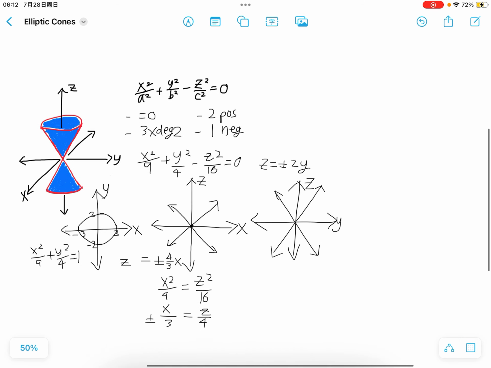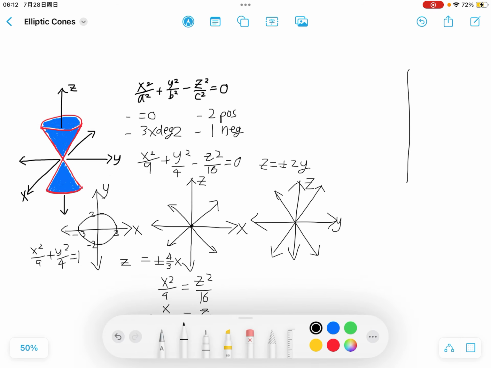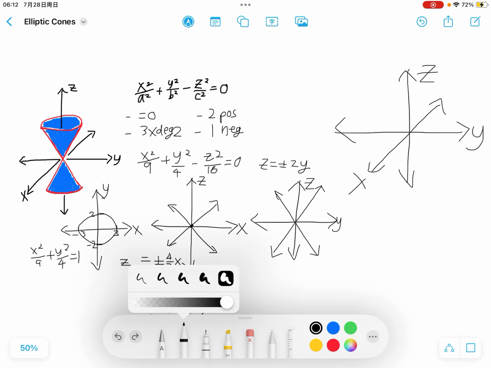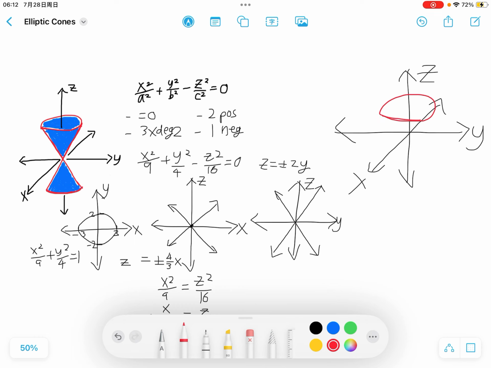And if I just zoom out for you, now we can graph the whole elliptical cone. We're going to draw the 3D coordinate system now. This is z, this is y, this is x. And firstly you can graph the ellipse, so the ellipse would look something like that. Let me just use a different color. Something like that.